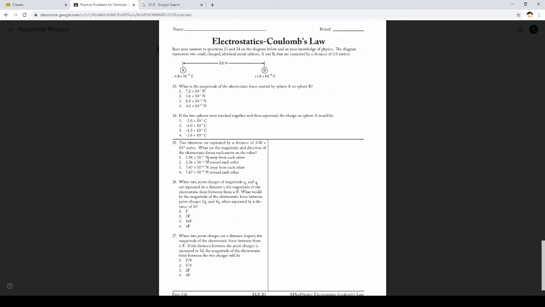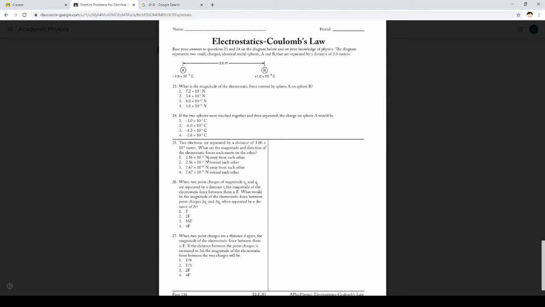Almost done. Base your answers to questions 23 and 24 on the diagram below and your knowledge of physics. The diagram represents 2 small charged identical metal spheres A and B that are separated by a distance of 2 meters. What is the magnitude of the electrostatic force exerted by sphere A on sphere B? Going to actually have to type it in our calculator this time.